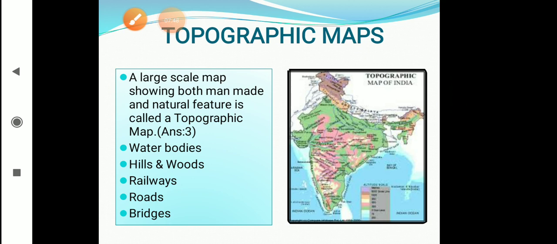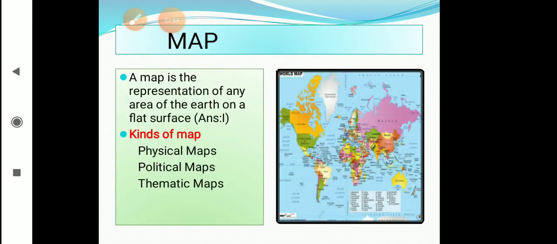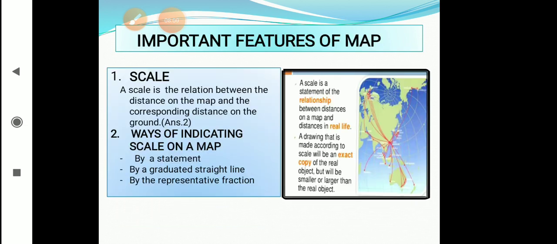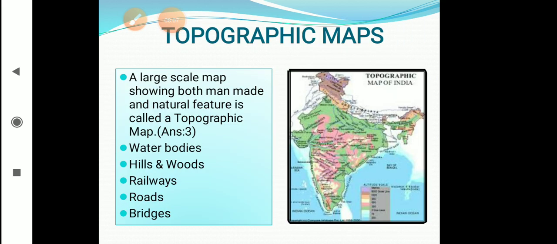So here we are concluding the class. I hope you understood the lesson. Here we have a quick review of the covered portions. We discussed what a map is, kinds of maps, scale, ways of indicating scale, then small scale and large scale maps and topographic maps.